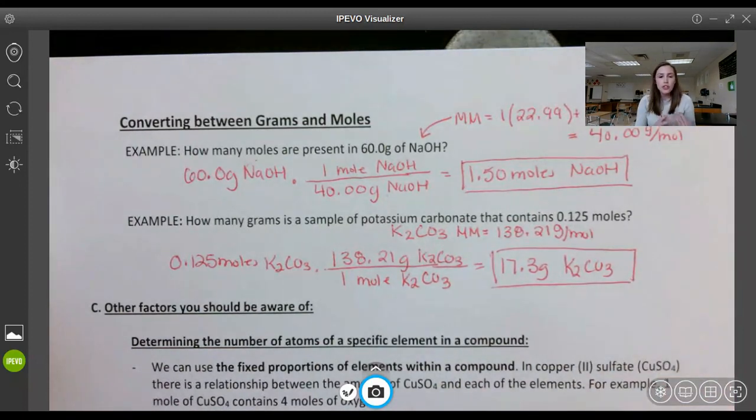Okay, so that covers just simple conversions between moles and grams. I'm going to stop this video here, and then the next video is going to go over some other details of this process that you need.